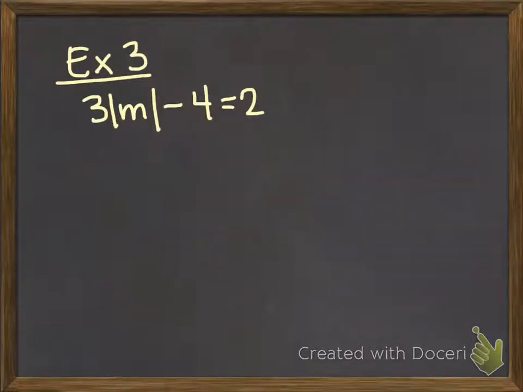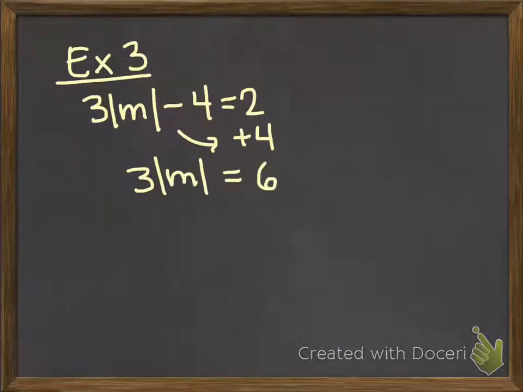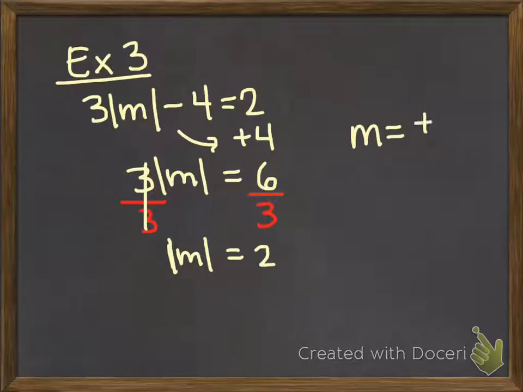Example 3. 3 times the absolute value of m minus 4 equals 2. So we're going to solve this as if it's a regular solving equation problem. We're going to add 4. That gives me 3 absolute value of m equals 6. Then you're going to divide by 3. That gives us absolute value of m equals 6 divided by 3 is 2. So that means m equals positive and negative 2.